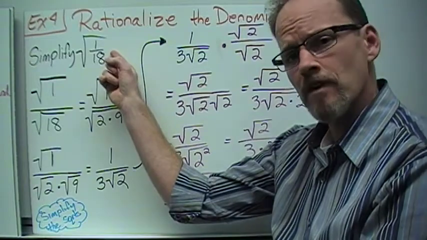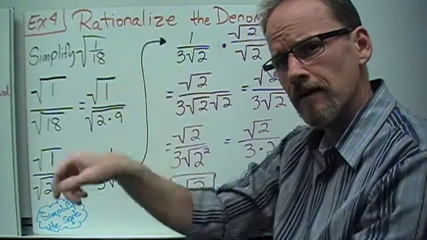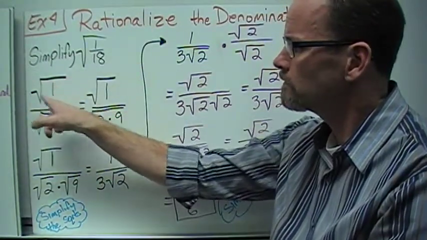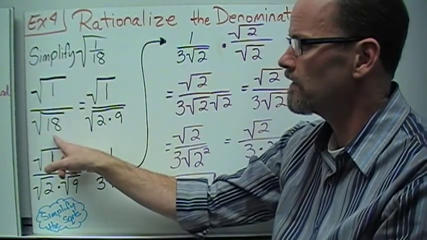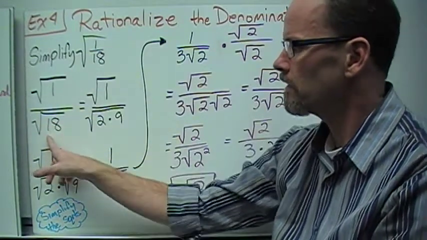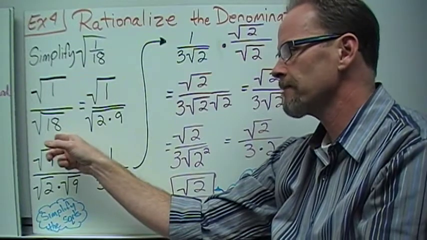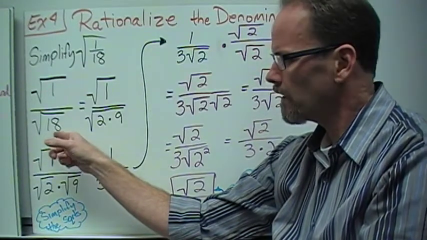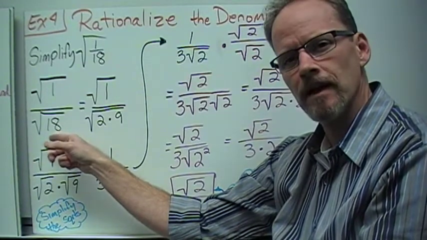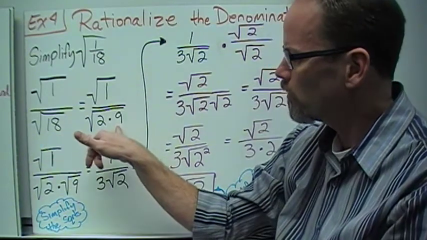I'm going to use the quotient property to break that up. Square root of 1 divided by the square root of 18. So I went from here to here. And now I'm thinking, any perfect squares that I can pull out of this? And of course, we can pull 9 out.